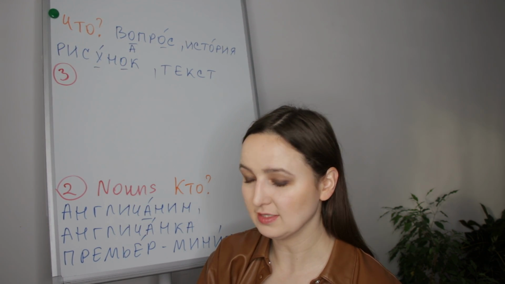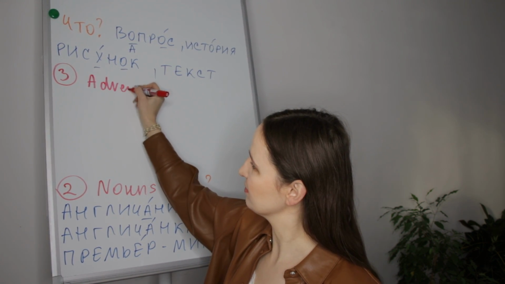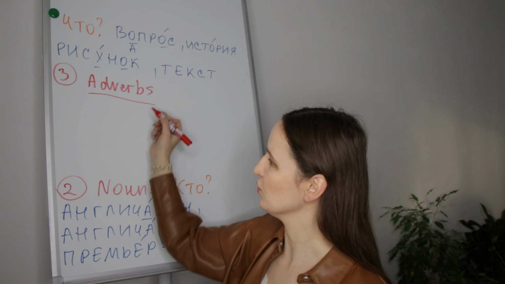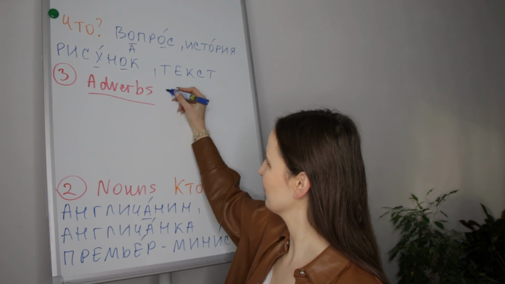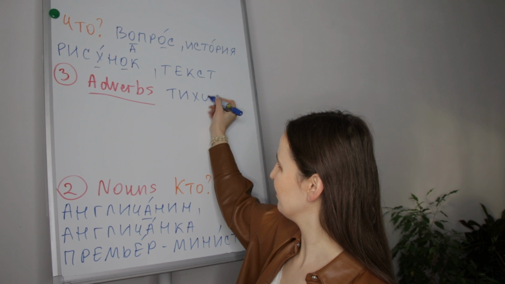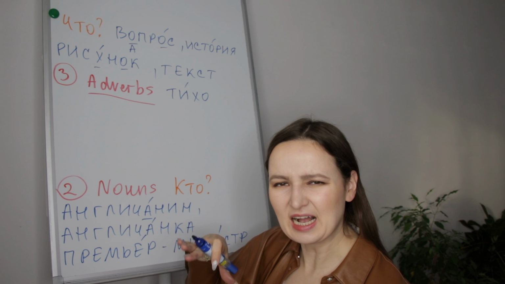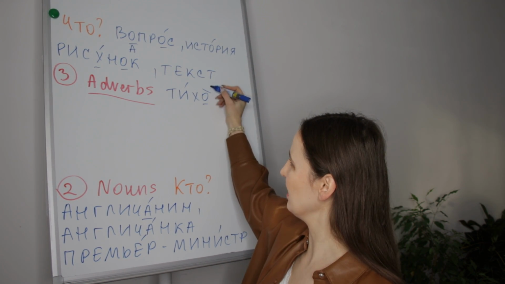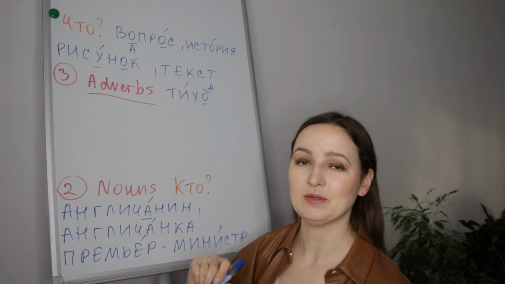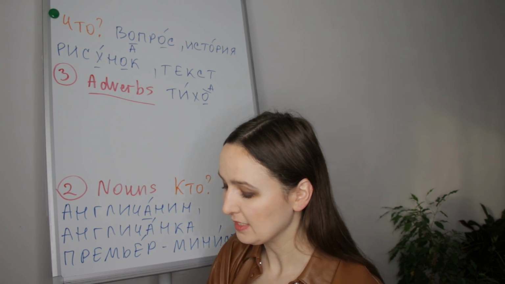And third part is about adverbs. Let's learn some new adverbs today. Adverb тихо. Silently. Again, you can hear that I pronounce this O as A because it's not stressed. Тихо. Silently.